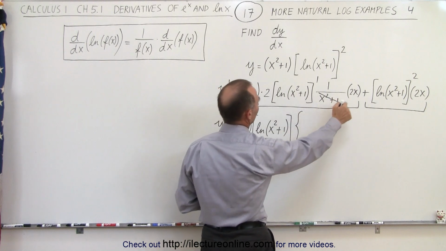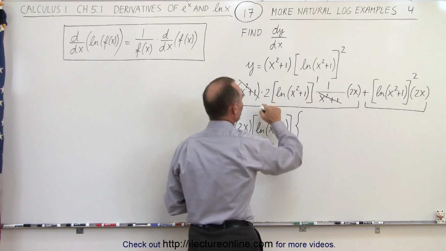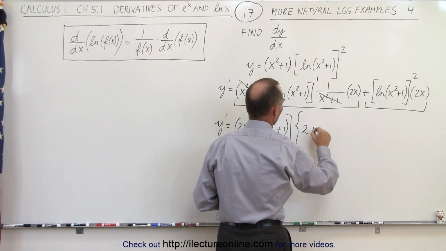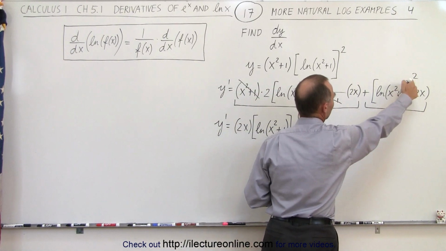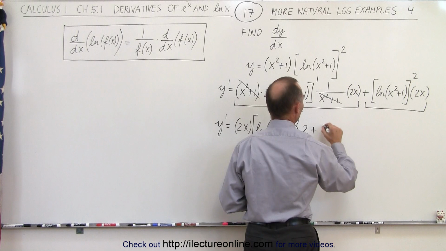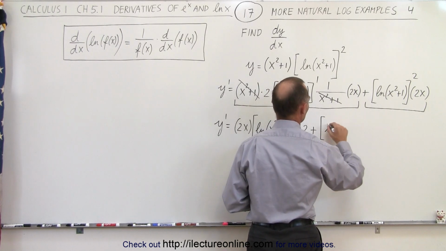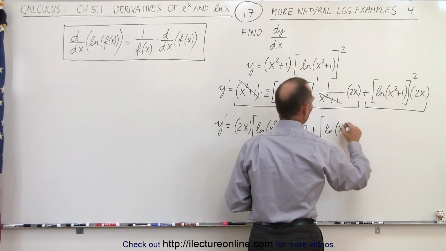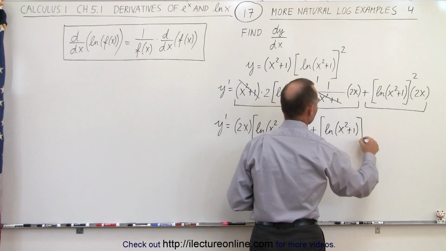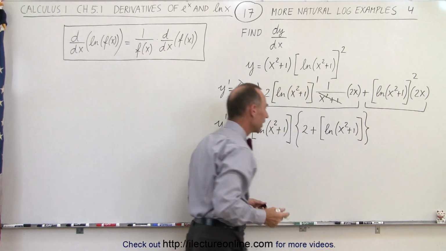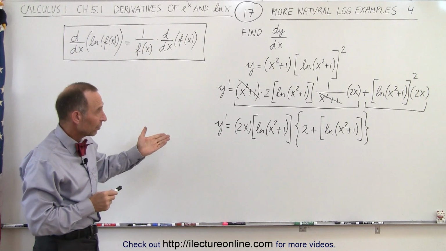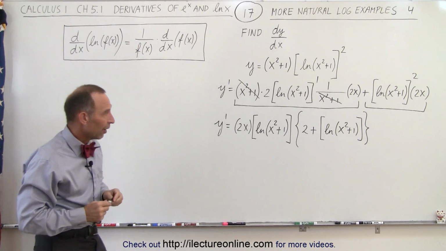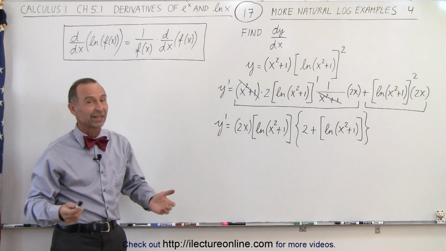In the first term, I factored this out and I had a 2 left, so I write 2, plus in the second term, the 2x is factored out, one of those natural logs is factored out, so I can write plus the natural log of x squared plus 1. Like that. And that's probably the best way to leave the answer, but that is indeed the derivative of our original function. That's how it's done.